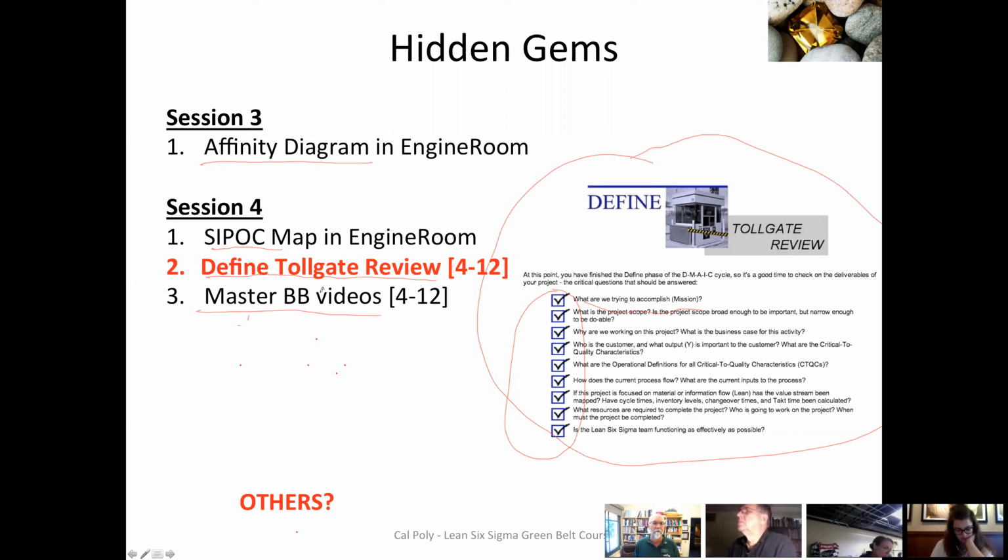The other thing I want to highlight is the Master Black Belt videos. At the end of each one of the five phases, there are Master Black Belts talking about the define stage, talking about the measure stage. What did they learn? It's a little version of the same sort of thing you got when we were talking to Nathan about what he does as a lean manager or lean facilitator. These are professionals in this area with a lot of experience, so check out the videos at the end, all right?